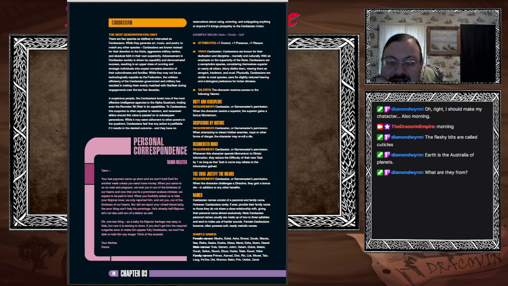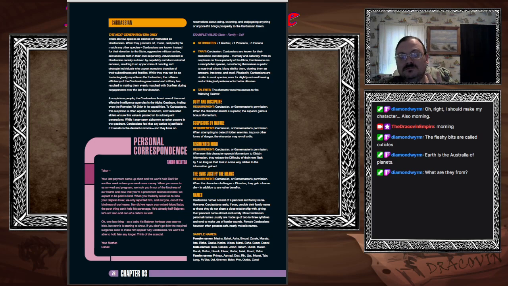So, talents that they have, they've got 3 talents to choose from. Duty and discipline: when you assist a superior, you gain a bonus of momentum. Suspicious by nature: when detecting hidden enemies, traps, and other things, you can re-roll a die. And regimented mind. Oh, sorry, not augmented mind. Regimented mind: when you spend momentum to obtain information, you reduce the difficulty of the next task by 1, related to the information gained. So when you spend momentum to get some extra information, you make it easier.